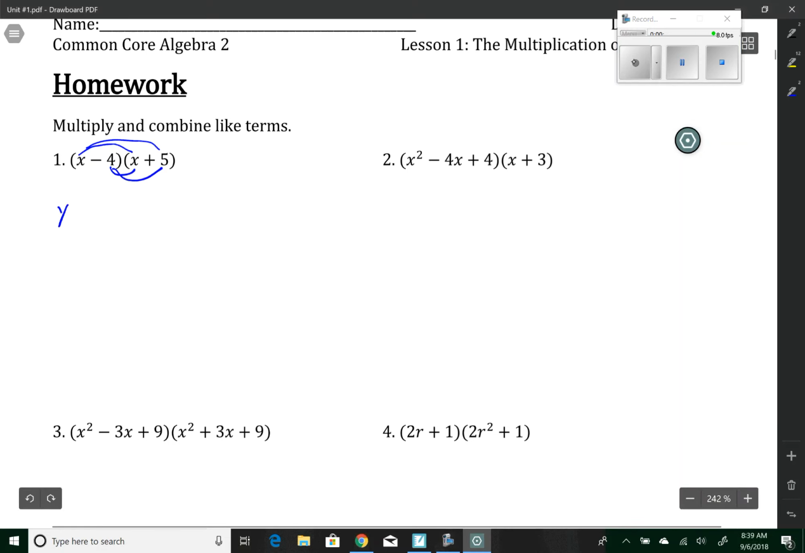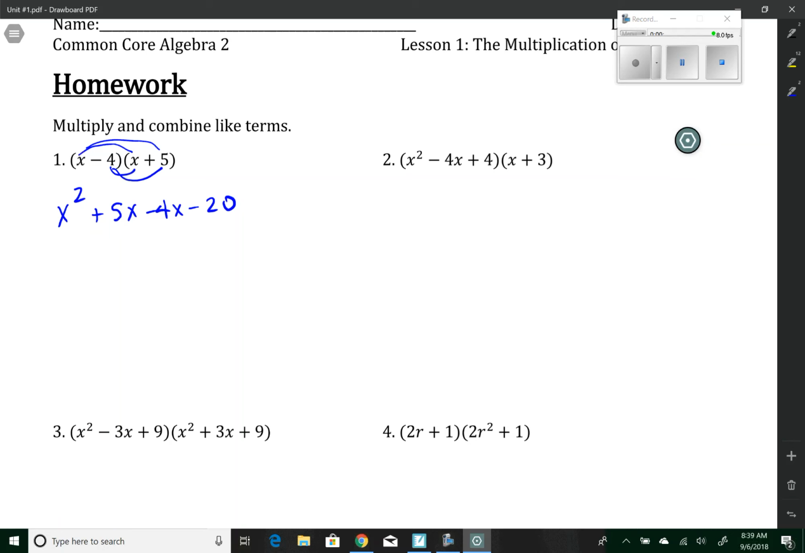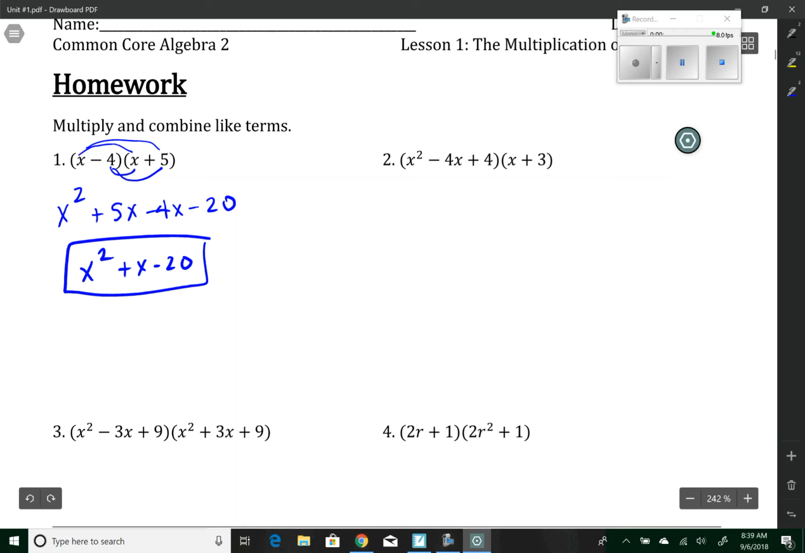So that's going to give me x squared. That's going to give me 5x minus 4x and minus 20. Just watch your signs. Then we have some combining of like terms here in the middle. So we wind up ending here with x squared plus x minus 20. This is an example of a quadratic trinomial.